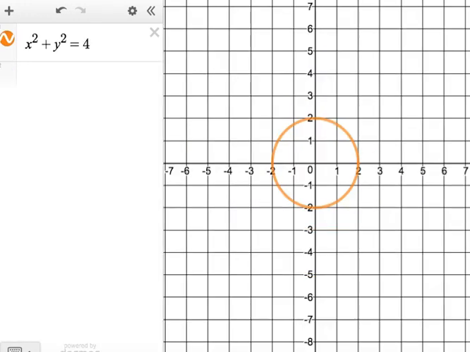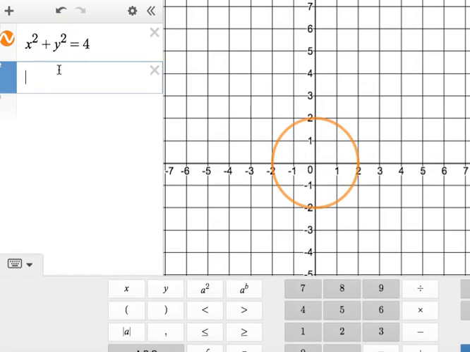Okay, now we're looking at transformations of circles. So remember, if it's of the form x squared plus y squared is r squared, the circle has centre 0, 0. So this graph here, x squared plus y squared is 4, is a circle with radius, so it's 2 squared, so the radius is 2 and the centre is 0, 0. But let's say I want to shift this graph.